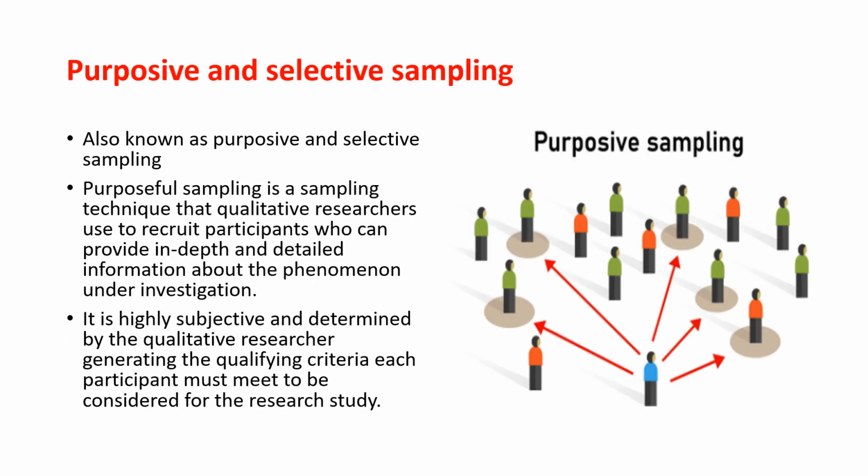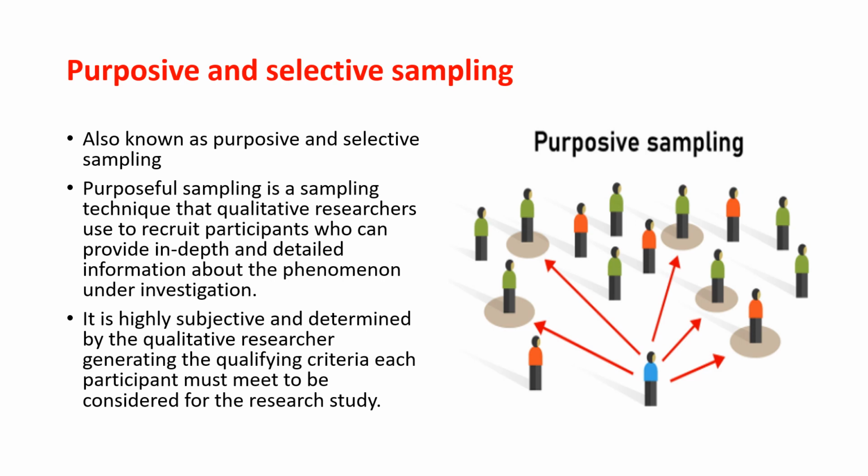Now coming to purposive and selective sampling, what is it? This is a sampling technique that qualitative researchers use to recruit participants who can provide in-depth and detailed information about the phenomena under investigation. It is highly subjective and determined by the qualitative researcher generating the qualifying criteria each participant must meet to be considered for the research study.